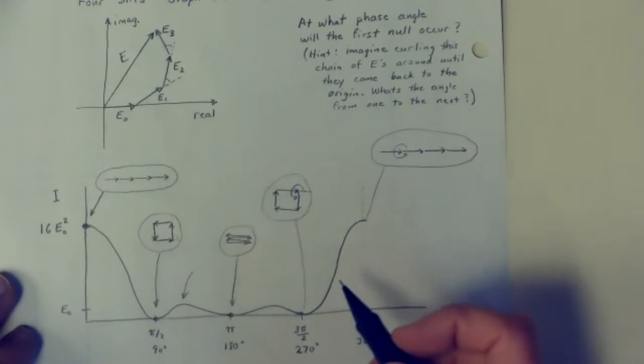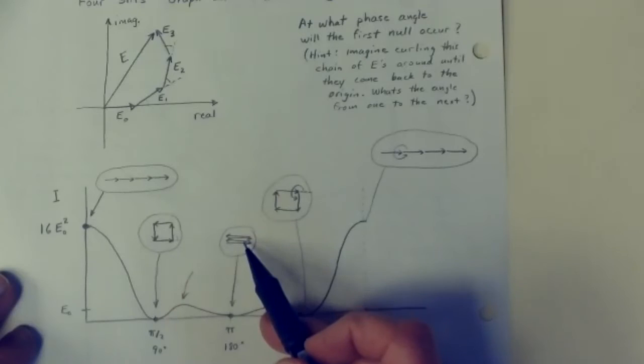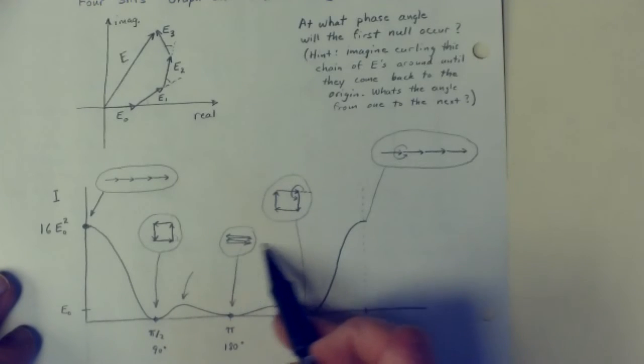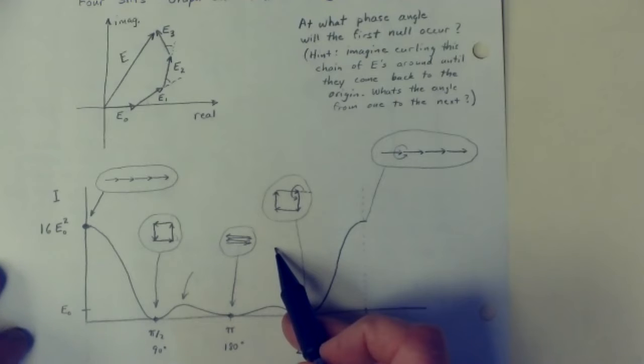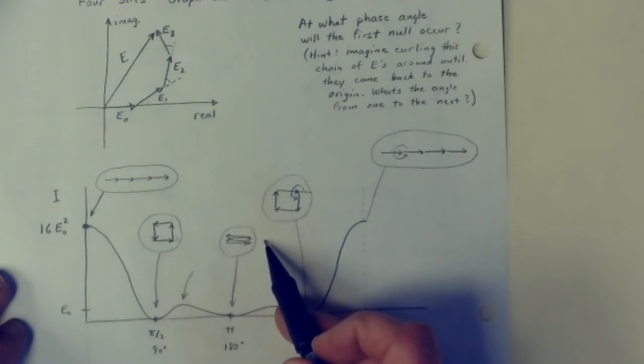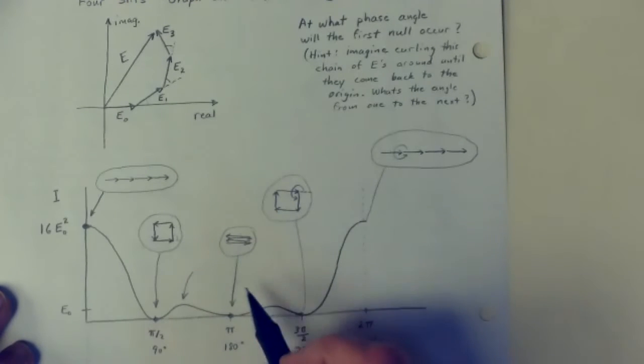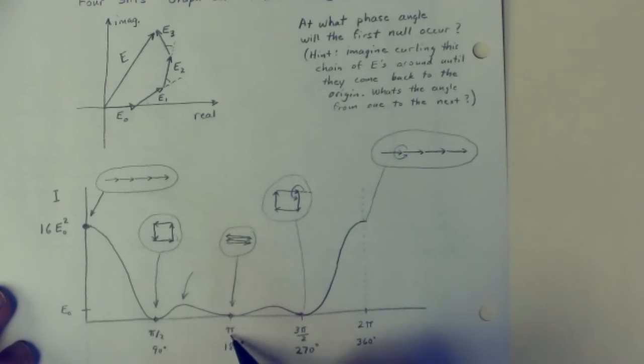Now, if you keep rotating, if you go another 90 degrees, then you get a picture like this one, where these vectors are just going back and forth. First one to the right, second one to the left, third one back to the right again, fourth one to the left, and you've got a net result of 0. So that's this point, 180 degrees, or pi.